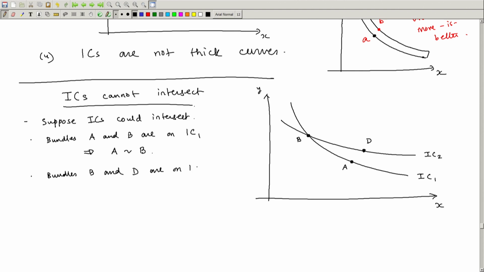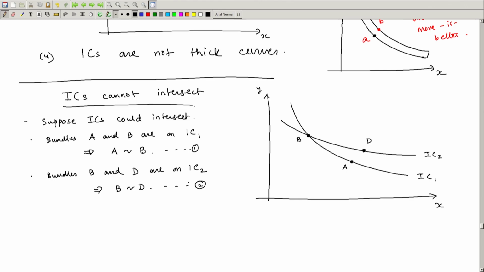Similarly, bundles B and D are on the indifference curve IC2. So, if you now ask the consumer to rank bundles B and D, the consumer is going to say that both of them give me the same level of utility. So, I am indifferent between B and D. Let me call this point 1, let me call this point 2. We took two bundles on IC1, and because they are on IC1, the consumer is indifferent between those two bundles. Again, we took two bundles on IC2, and because they are on the same indifference curve, the consumer is indifferent between B and D.